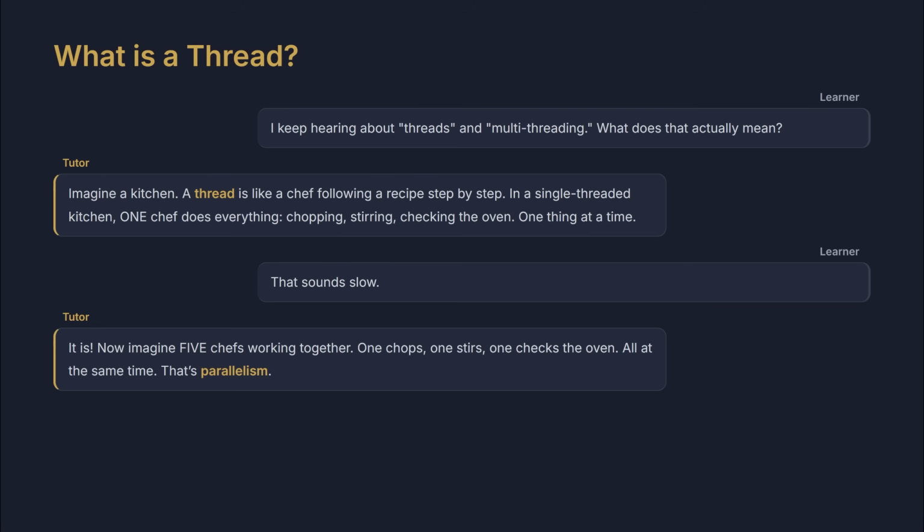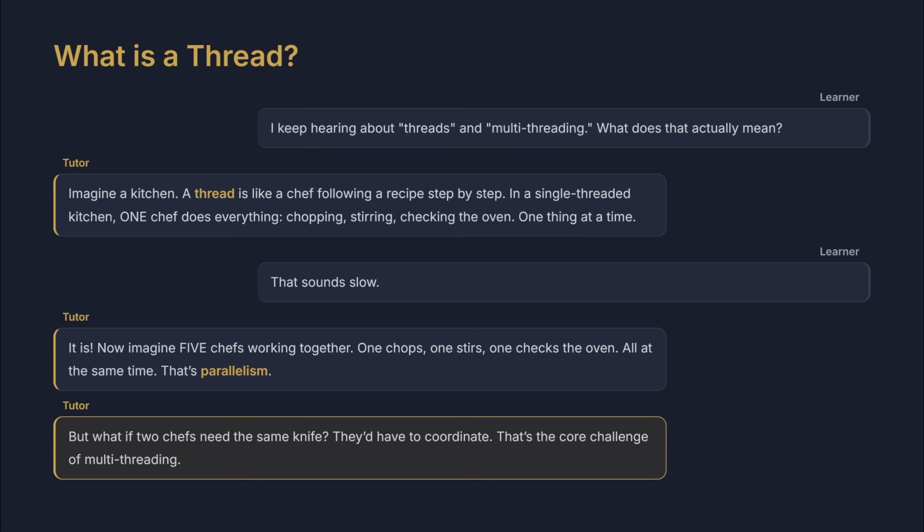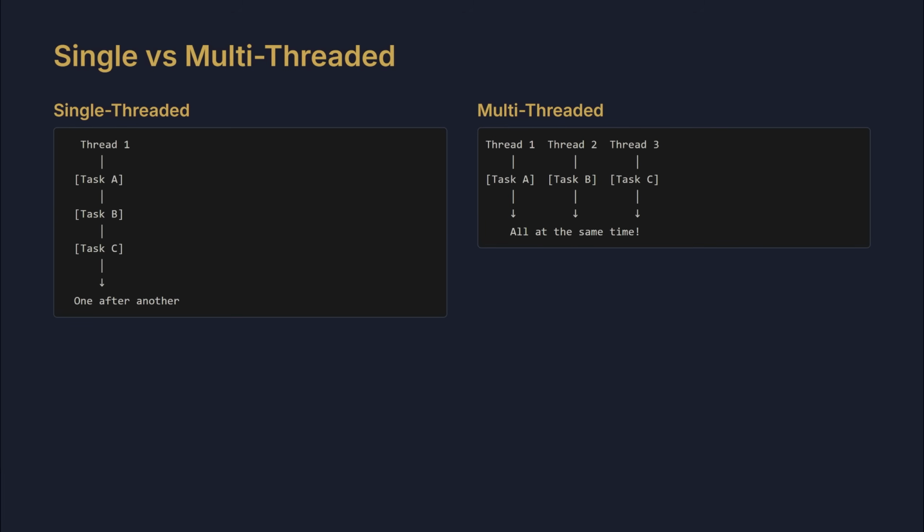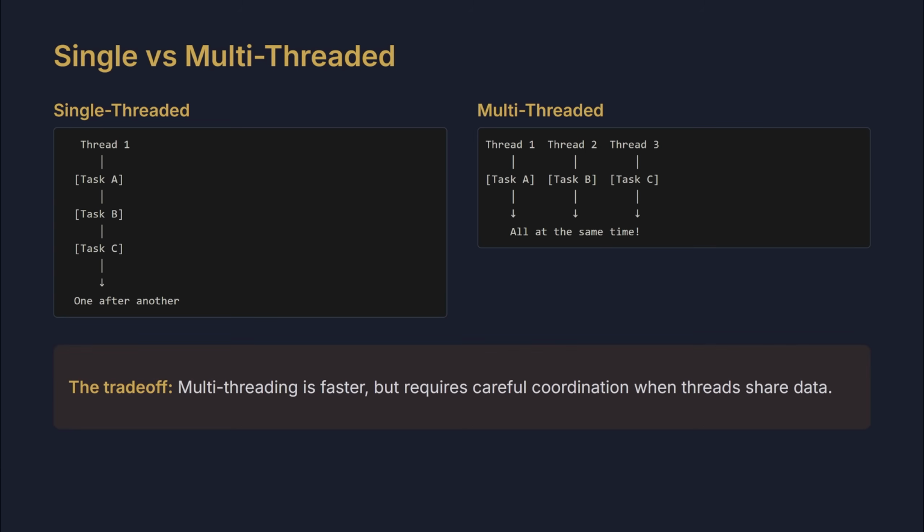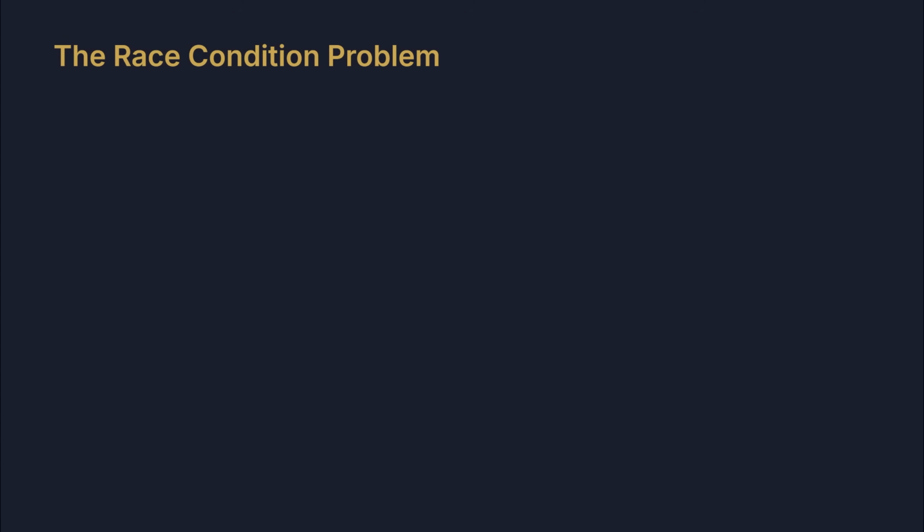Now imagine 5 chefs working together. One chops, one stirs, one checks the oven, all at the same time. Now that's parallelism. But what if 2 chefs need the same knife? They have to coordinate, and that's the core challenge of multi-threading: coordination. More on that later. In a single-threaded architecture, everything happens one after another, whereas in a multi-threaded architecture, everything happens at the same time. The trade-off is that multi-threading is faster, but it also requires careful coordination when threads share data.